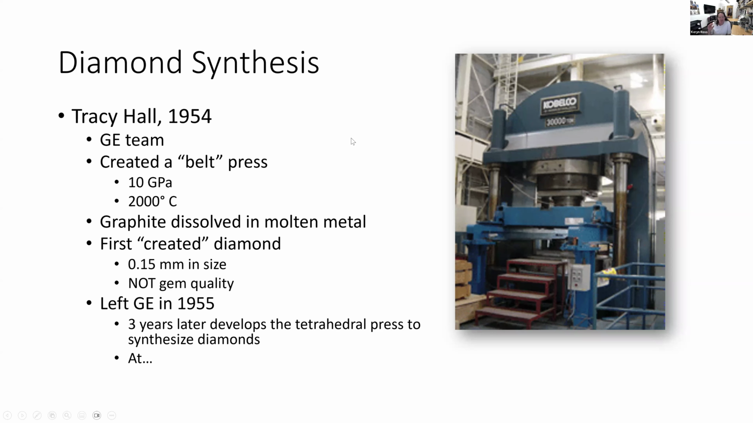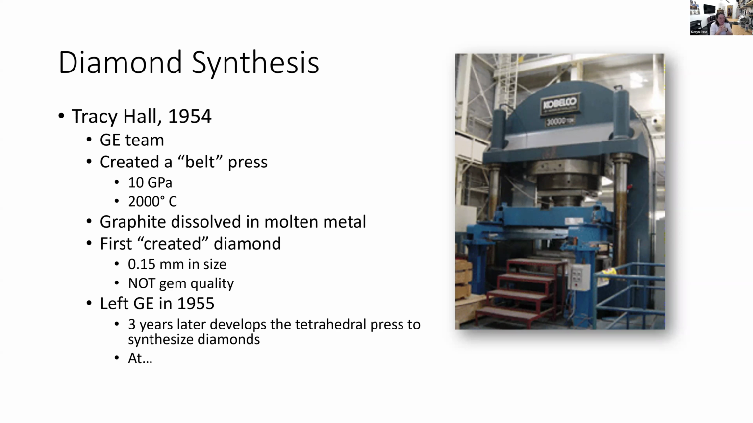And it actually was able to get heated up to 2000 degrees C and create about 10 gigapascals worth of pressure. And what Tracy Hall did is he put graphite in there and he dissolved the graphite in molten metal. So, he melted a whole bunch of iron and stuff like that and dissolved the graphite in it, squashed it really hard, and made the first created diamond. It was 0.15 millimeter in size and it was not gem quality. And yet, this is the very first time that somebody has created a diamond.